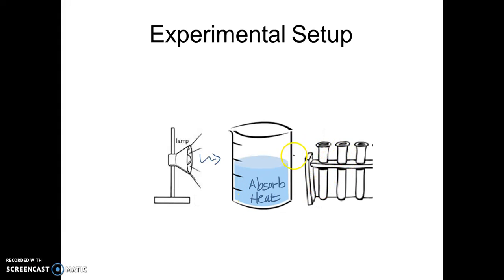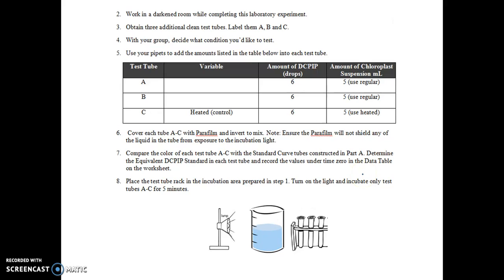Okay, so now the only thing reaching these test tubes is going to be light. All right? Okay, so here's what we're going to do. We're going to get an additional 3 test tubes. So here are our 3 test tubes. We're going to label them A, B, and C.